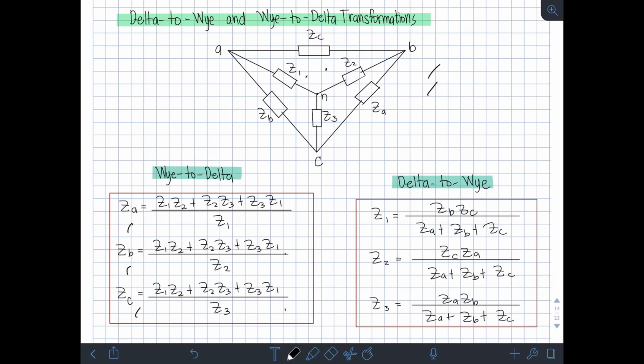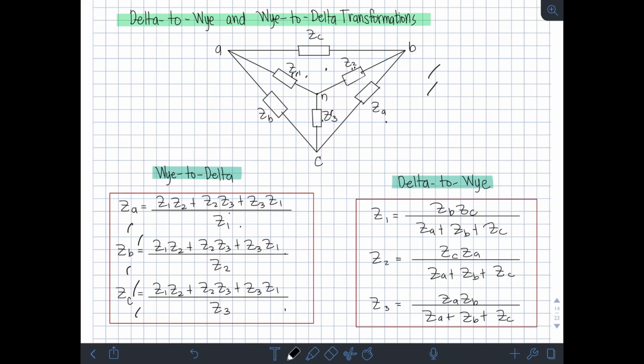So, for example, this ZA. The one opposite to it is this Z1. So, that is its denominator. And then the numerator is, we multiply the 2 impedances at a time. So, Z1 times Z2 plus Z2 times Z3 and then plus Z3 times Z1. Okay? And for the other impedances of the delta, ZB and ZC, the pattern is the same.